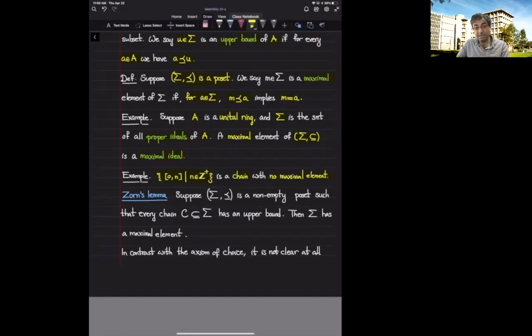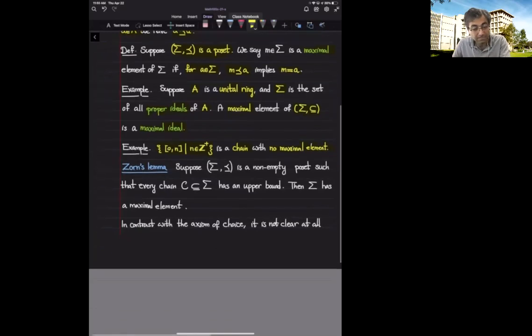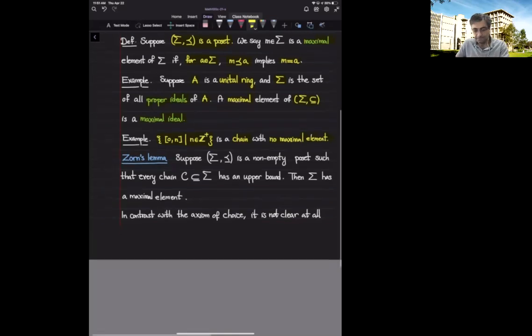So existence of a maximal element itself is an important issue. It's not clear under what condition a poset has a maximal element. Now, what Zorn's lemma tells us is under what conditions, so it gives us a very good criterion to understand whether or not a poset has a maximal element. Okay, so what is the statement?